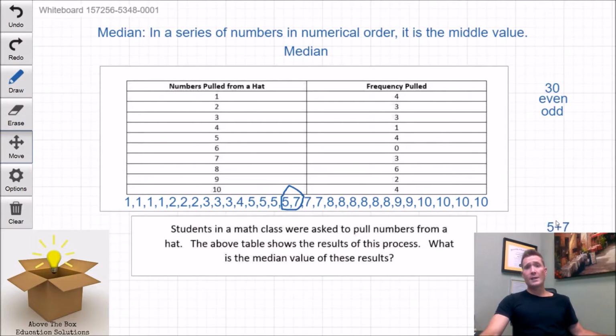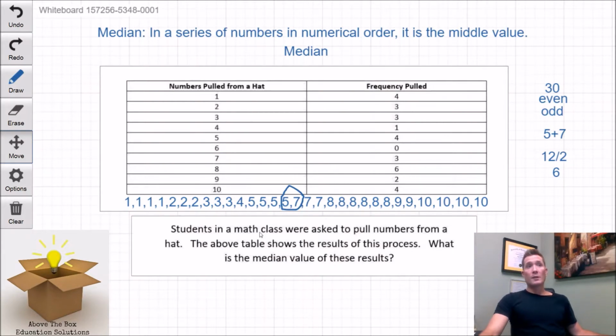And the process now is relatively simple. You're going to add 5 plus 7, which is 12, and you're going to take the average of the two. You're going to split the difference, and what you get there is 12 divided by 2, and our median, oddly enough, is going to be 6, considering that 6 was never pulled.